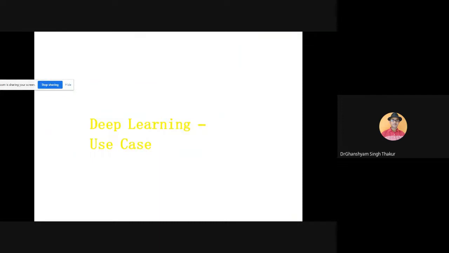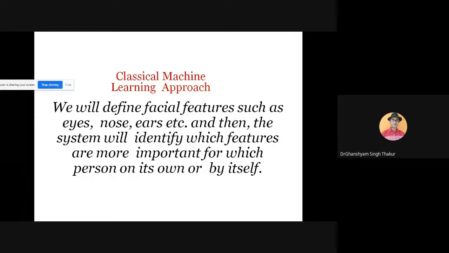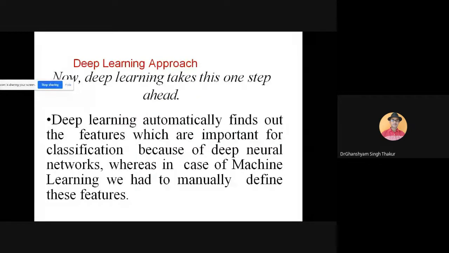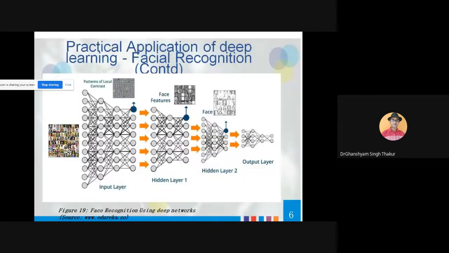Now a deep learning use case. In the classical machine learning approach, we define the facial features such as the eyes, nose, ears, etc., and then the system identifies which features are more important for which person on its own. Deep learning takes this one step ahead. Deep learning automatically finds out the features which are important for classification because of the neural network, whereas in machine learning we had to manually define these features. A practical application is facial recognition.